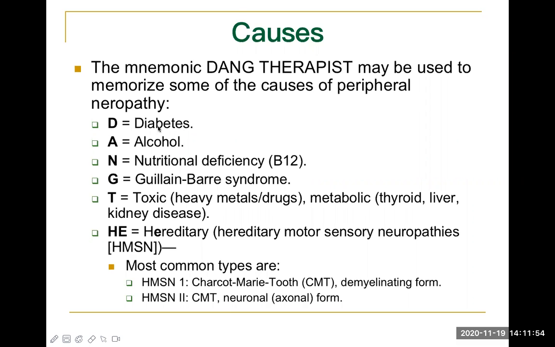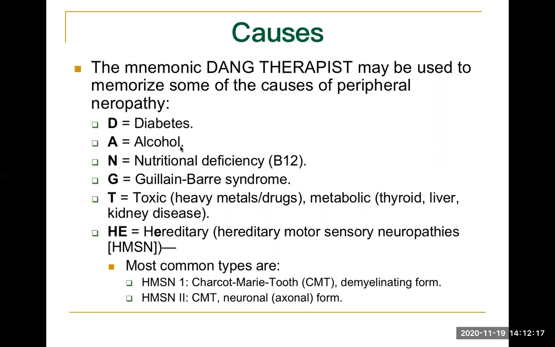Like D stands for diabetes here. Diabetes is one of the commonest causes of peripheral neuropathy these days, because the incidence of diabetes is increasing all the time all over the world, especially type 2 diabetes. And one of the long-term complications of diabetes mellitus is peripheral neuropathy.